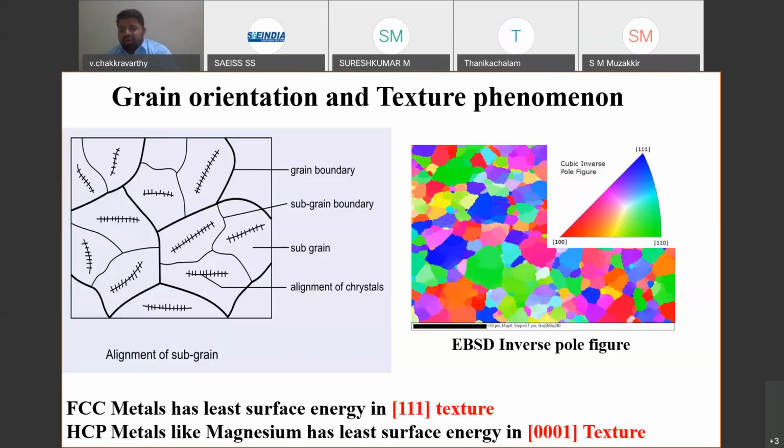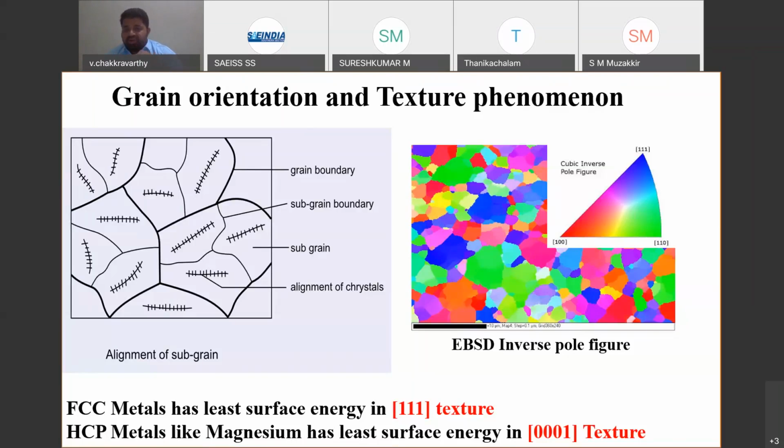So in what direction your grains were grown will be shown in terms of different color gradients. For example, if it is showing red color, it means your grains were grown in a particular direction. If it is represented with blue color, then your grains are grown in some other, perpendicular direction. So each and every direction is represented with a different color gradient. These maps are generated by means of electron backscatter diffraction, which is called EBSD analysis. Using this inverse pole figure, you could say in what direction your grains were oriented.